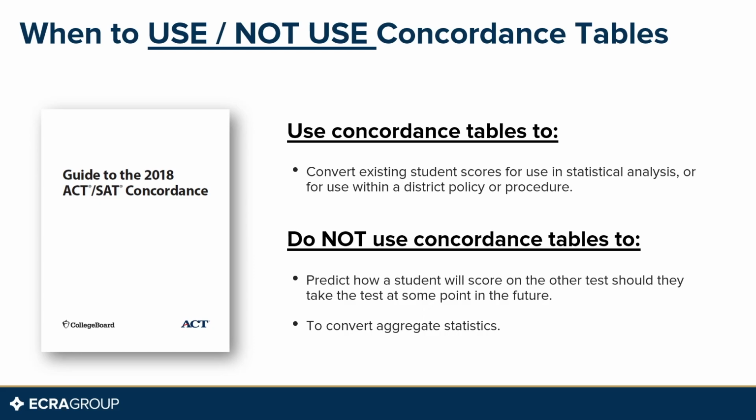The other context where concordance tables are not going to be used is to convert aggregate statistics. Remember, concordance tables deal with the translation of individual records, not aggregate records. So we can't take an average score, like your school average of what they had on the SAT or ACT, and then use the concordance tables to find out what an equivalent average would be on the other test. The proper way to do that would be to convert all the records at the individual record level and then to do the averaging or statistical analysis on the records in a way that makes sense.